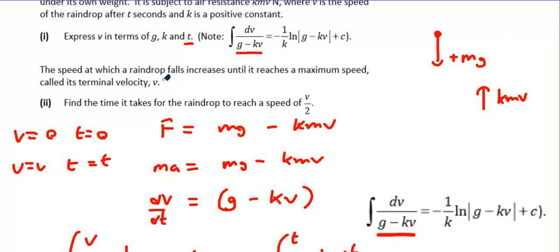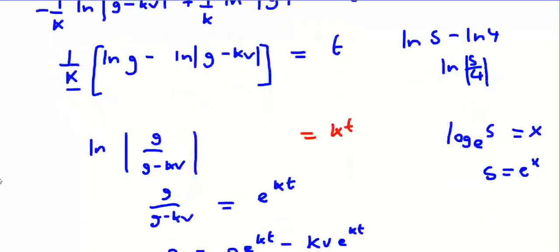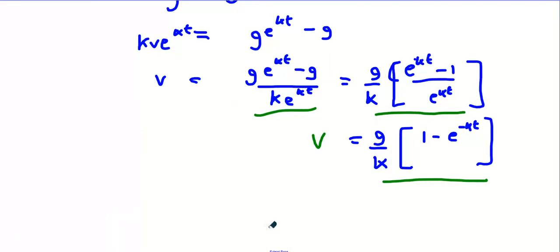The speed at which the raindrop falls increases until it reaches a maximum speed. This is called terminal velocity V. Find the time it takes for the raindrop to reach a speed of V over 2. Well, terminal velocity is an interesting concept. Terminal velocity basically means as t approaches infinity. So we've got to figure out what's going to happen to these variables as t gets bigger and bigger.